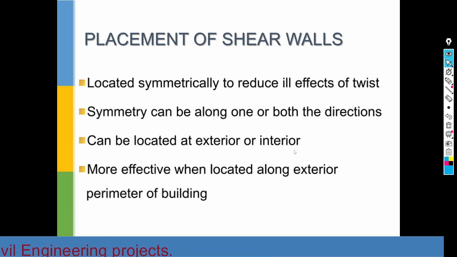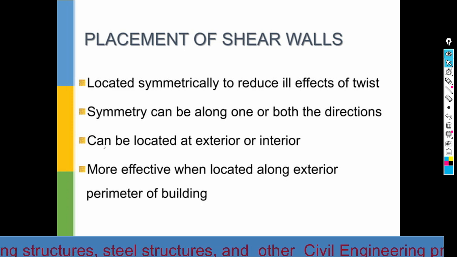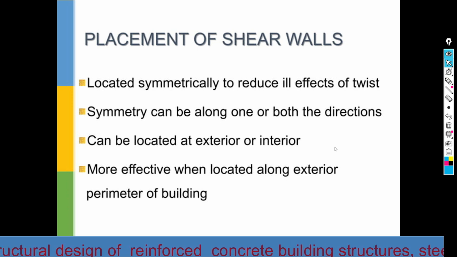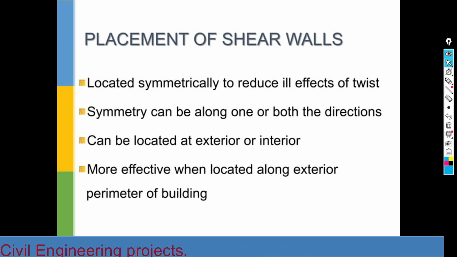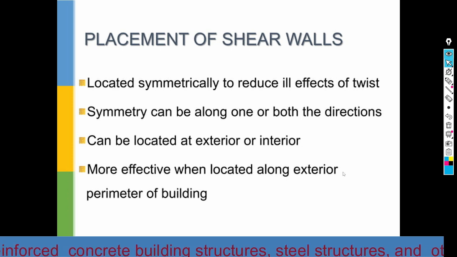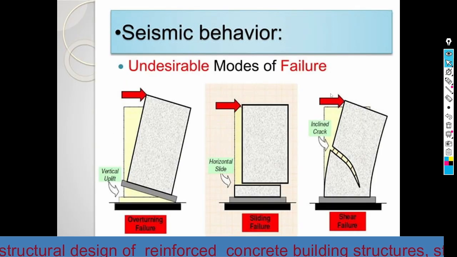Shear walls can be located at the exterior or interior. That means as much as possible, it is advisable to use shear walls at the exterior portion, but there may be a mandatory need to provide shear walls at the interior portion, especially the core walls. Shear walls are more effective when located along the exterior perimeter of the building.